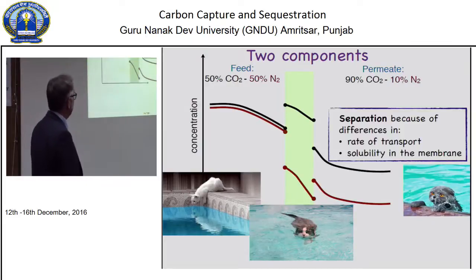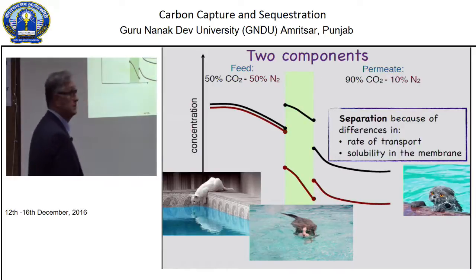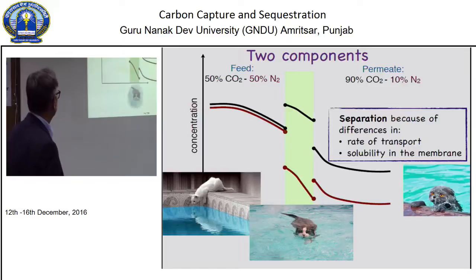And the separation happens because, first of all, this is more soluble, and you see the slope here is flatter than the slope here. That's your diffusion coefficient. Solubility and diffusion are the things you need to know and love to do membrane science. So it's actually easy to remember.